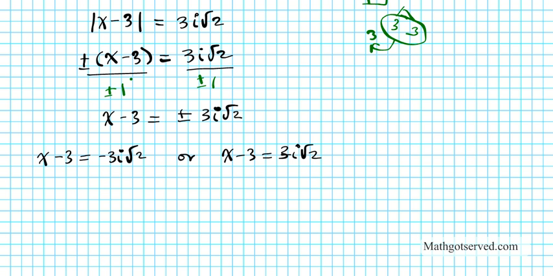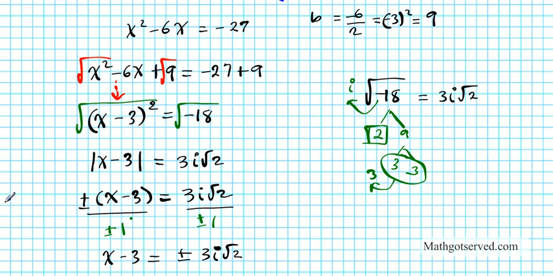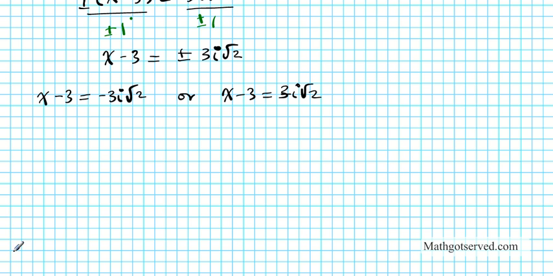Alright, so let's solve them one by one. So we're going to have this one, just add 3 to both sides. So your first solution is going to be x equals 3 minus 3i root 2. And on the right side, just add 3 again. And you have x equals 3 plus 3i root 2.